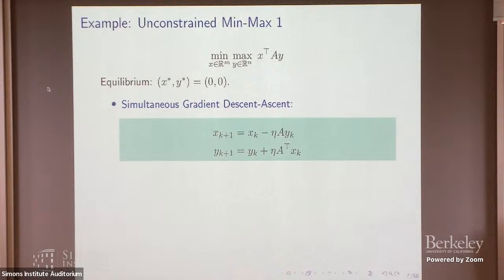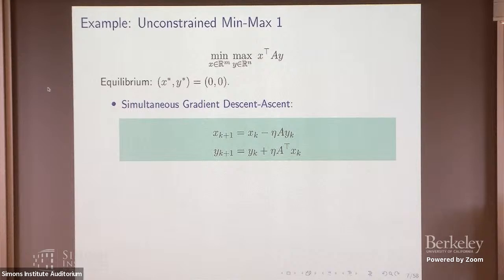So for example, to start off with a very basic setting, let's look at what happens in the unconstrained setting when the domains are Euclidean spaces. Let me call the points x and y for now, so that it's more clear that they are in the Euclidean space. Here, the equilibrium is at (0, 0). At least that's the point of interest.